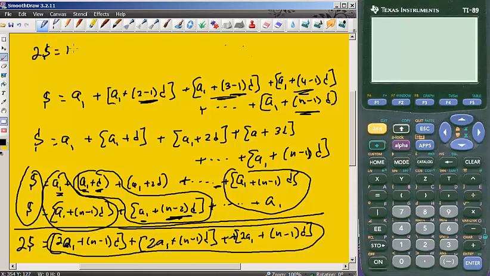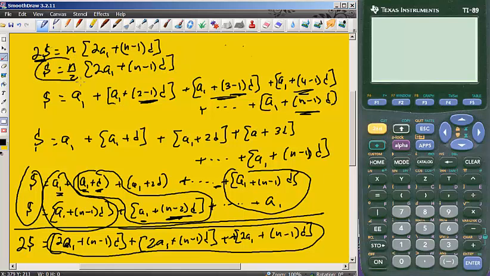2s is equal to n, all that times 2a sub 1 plus n minus 1 difference. And then of course when I divide both sides by 2, I'm going to get my sum formula, which is n over 2, all that times 2a sub 1 plus n minus 1 difference. And that's it. That is my sum formula for arithmetic series. Okay? Alright. So that's done.